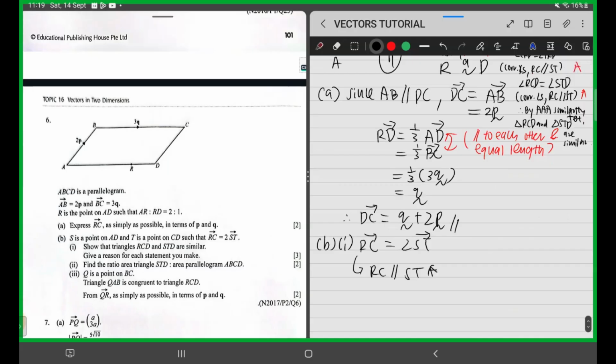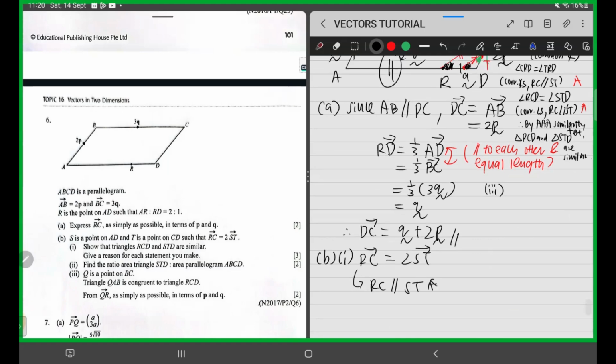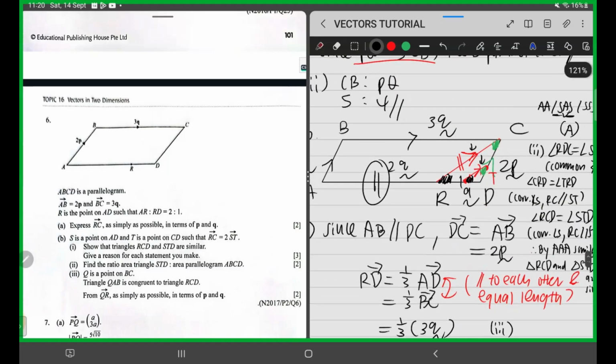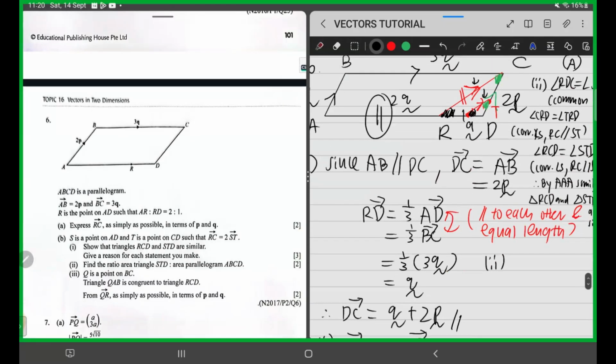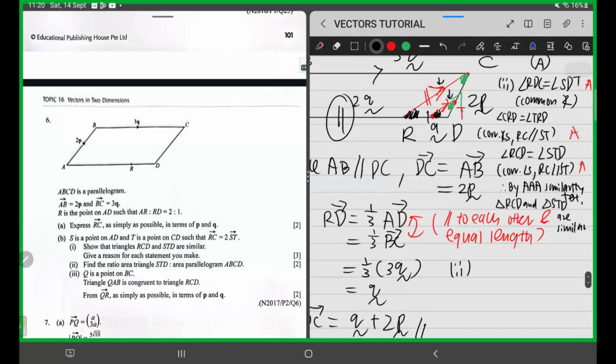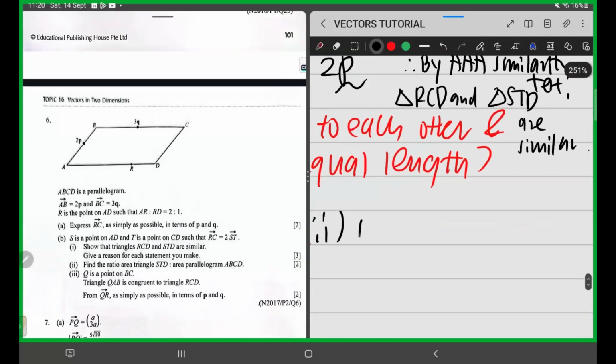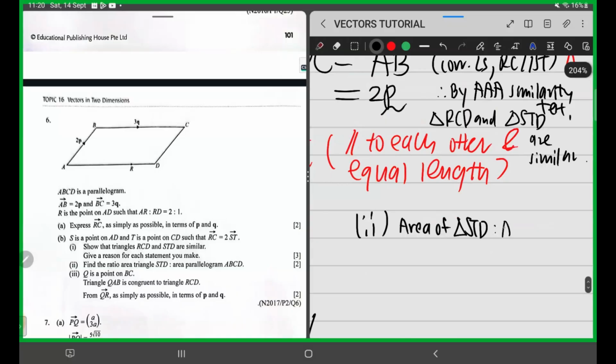Okay, then now I. They say Q is a point on BC. So Q is somewhere on BC. And, oh wait, no. I. Find the ratio of the area of STD to the area of the parallelogram. Okay, so area of triangle STD is to area of your parallelogram, the whole entire parallelogram.